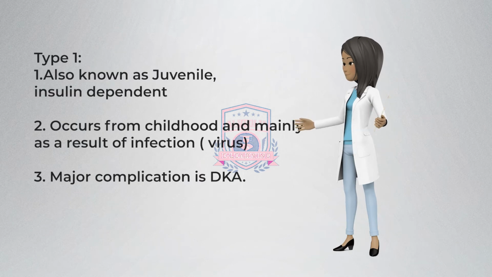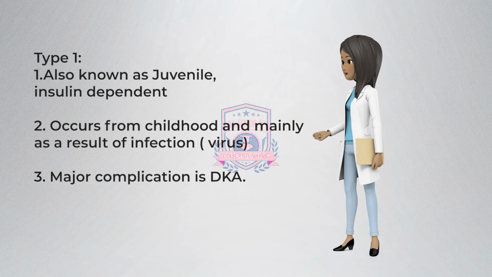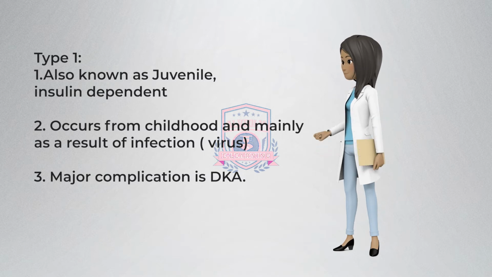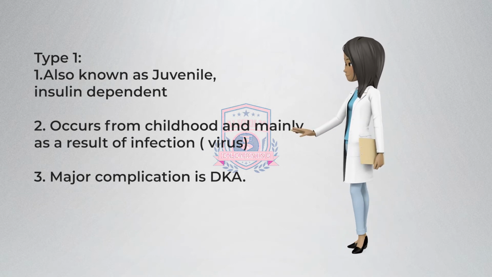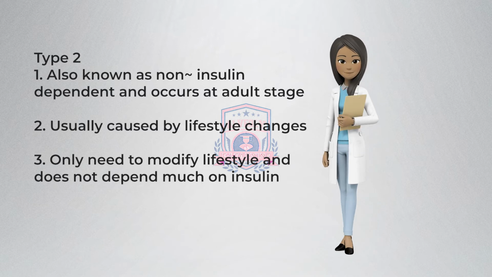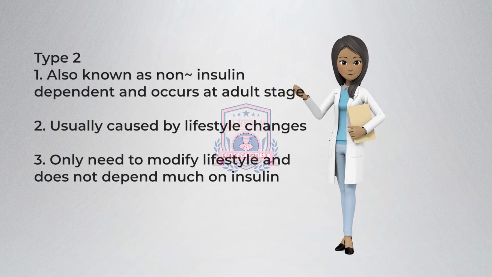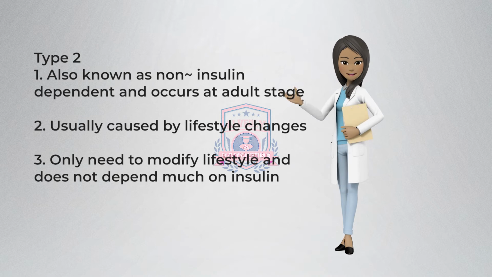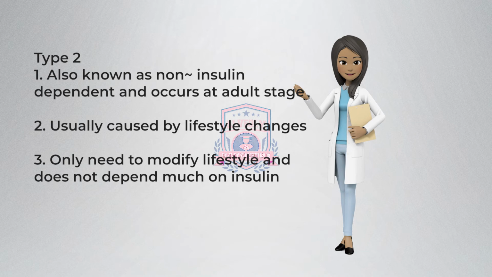Type 1: 1, also known as juvenile, insulin dependent. 2, occurs from childhood and mainly as a result of infection or virus. 3, major complication is DKA. Type 2: 1, also known as non-insulin dependent, and occurs at adult stage. 2, usually caused by lifestyle changes. 3, only need to modify lifestyle and does not depend much on insulin.